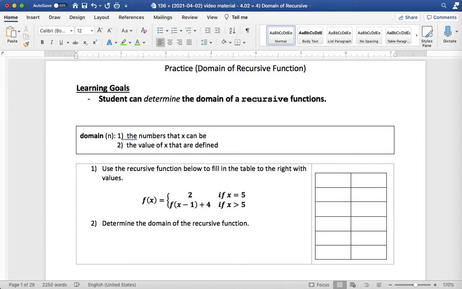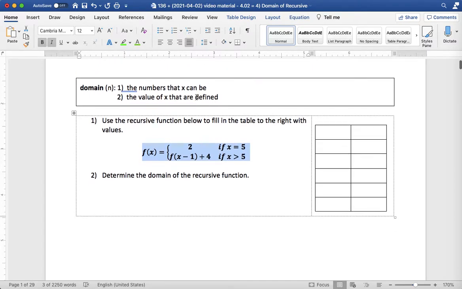This video is on the domain of recursive functions. By the end of this, you should be able to figure out, when you look at a recursive function, what its domain is. So first, let's define domain. Domain is what numbers the x can be. That's one way of defining it. Another way of defining it is the values of x that are defined.